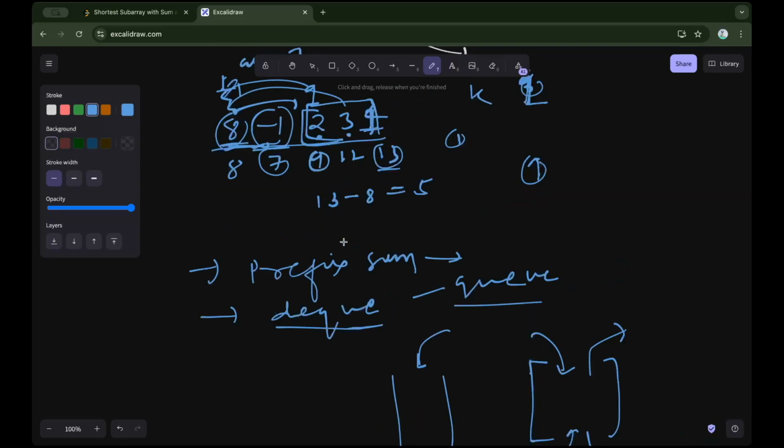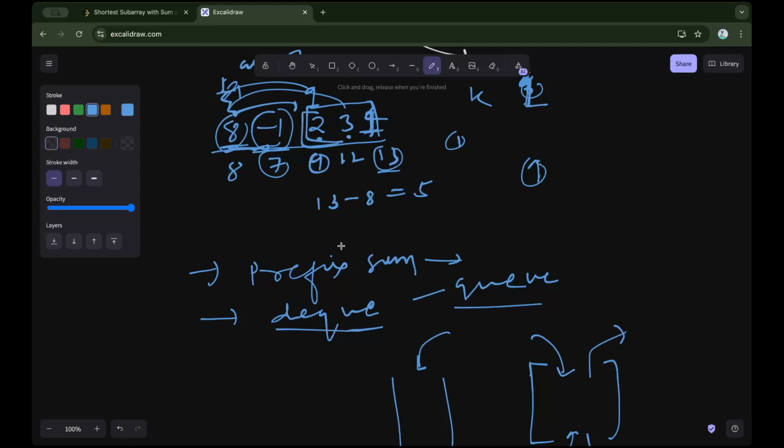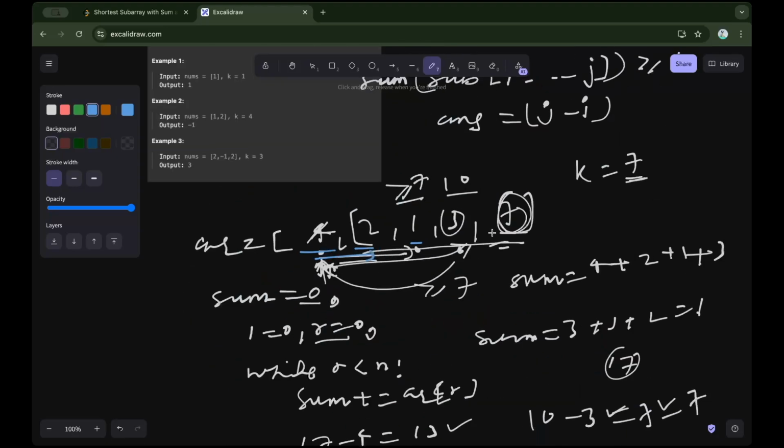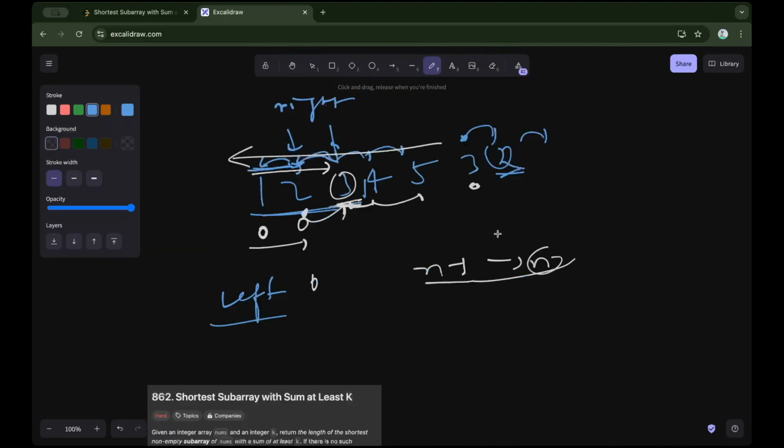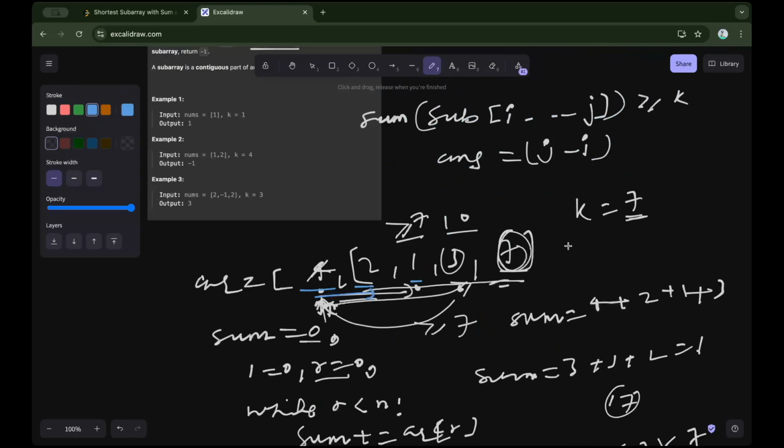Now, how would a deque be crucial here? What is the importance of a deque and actually why a deque? Why is a deque the most optimal data structure? I guess this can be solved with two pointers, but using a deque gives you a lot of efficiency in storing what you're doing. So let's take this example again. There was that example with negative numbers.